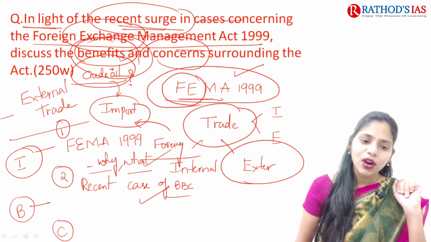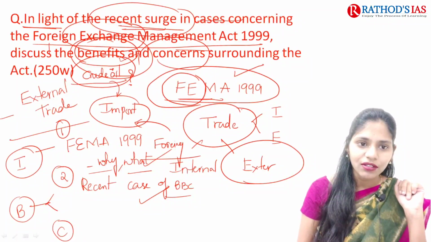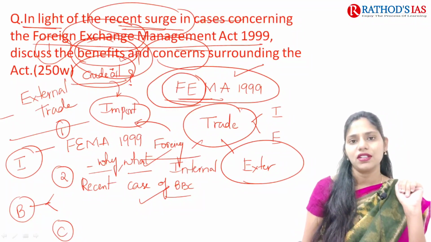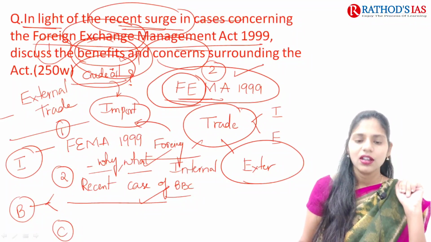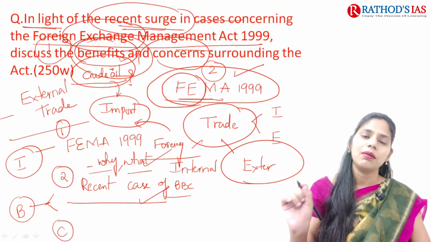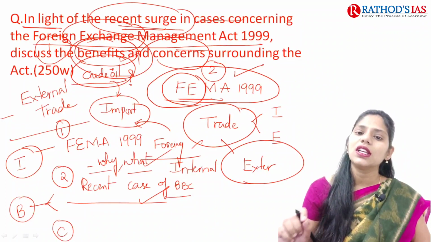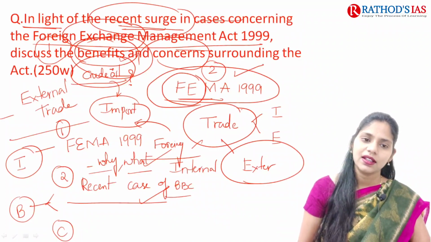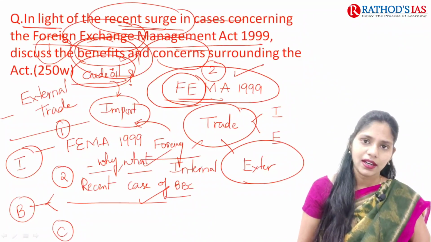The next one is the body. There are two subparts. First, you have to address the benefits. Second, the concerns. You can use side heads like benefits of the FEMA Act, or benefits of the Foreign Exchange Management Act. And the next one is concerns of the Foreign Exchange Management Act.